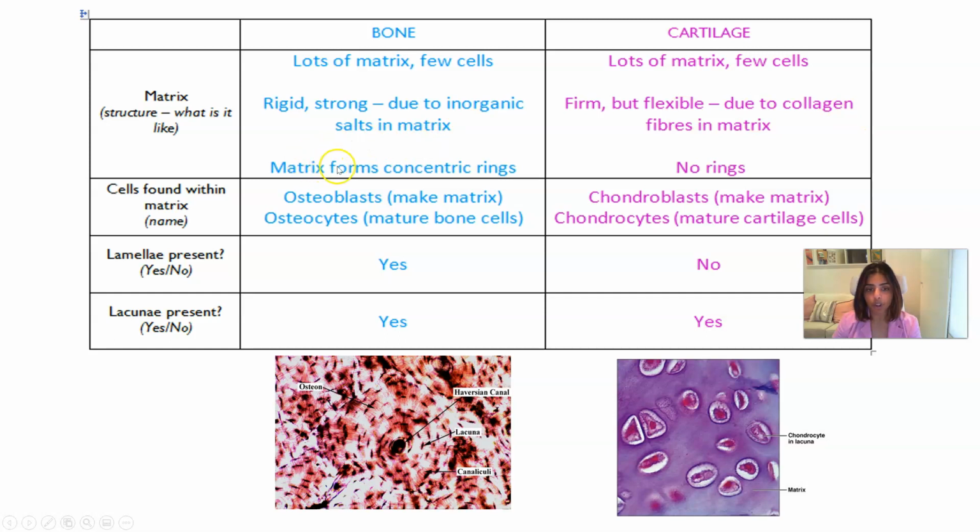The matrix forms concentric rings in bone, but it does not do that in cartilage. The cells that we find within that matrix, we have osteoblasts for bone, which produce mature bone cells, which are osteocytes, whereas in cartilage, it's chondroblasts that produce mature chondrocytes. Now, in bone, we have lamellae or layers present, whereas in cartilage, we do not. But both of them have lacunae in which those mature chondrocytes or osteocytes sit in.